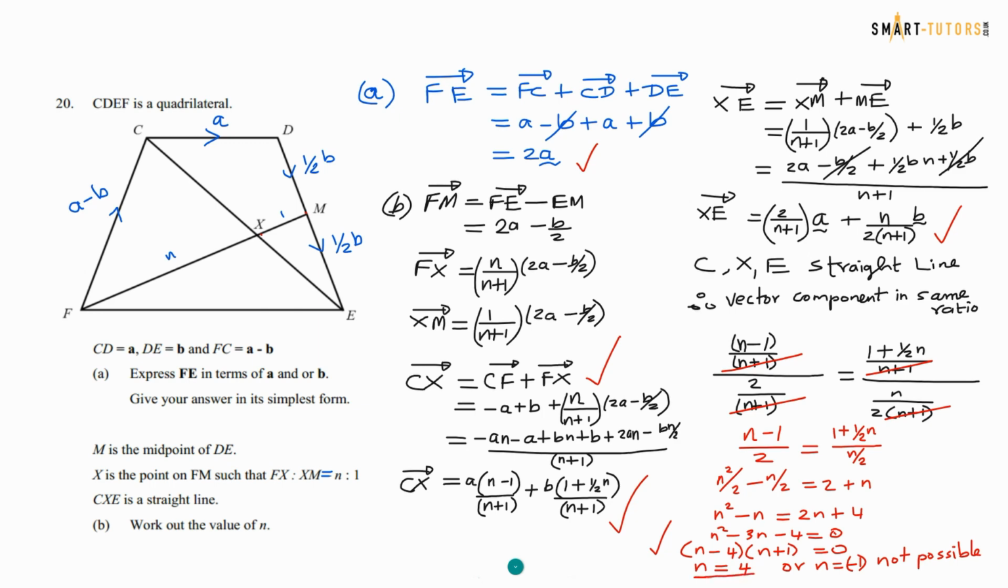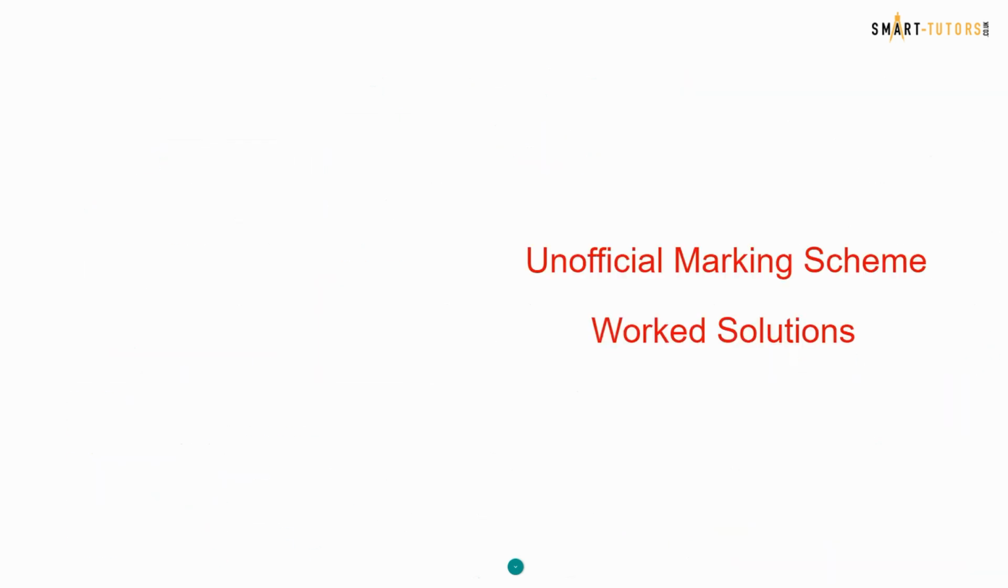So that is the end of the GCSE 2019 paper 2.